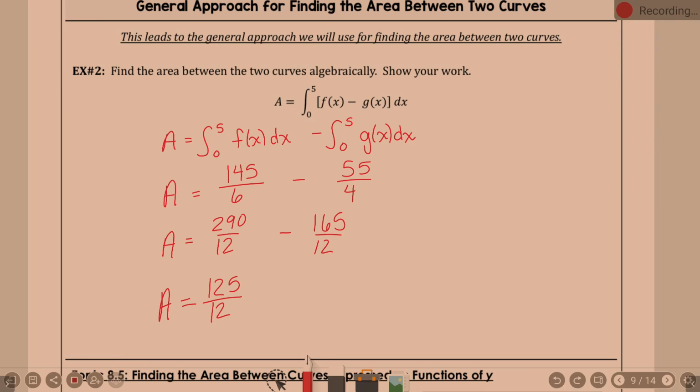It depends on the scenario. Do you have a calculator allowed? If you don't have a calculator allowed, then that's your best answer. If you do go calculator, you end up with 10 point something. I have written down 10.4167 or 10.417, I guess.